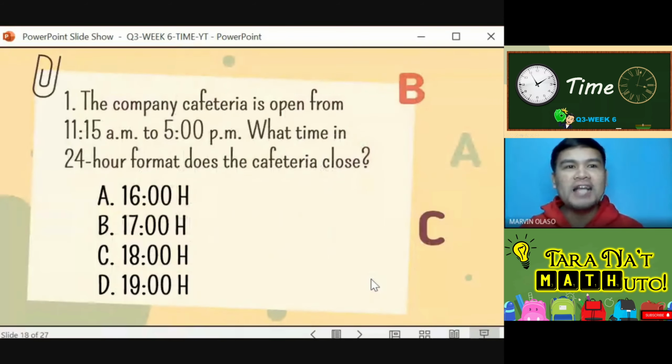Alright, for number 1, the company cafeteria is open from 11:15 a.m. to 5 p.m. What time in 24-hour format does the cafeteria close? A. 1600 hours. B. 1700 hours. C. 1800 hours. D. 1900 hours.